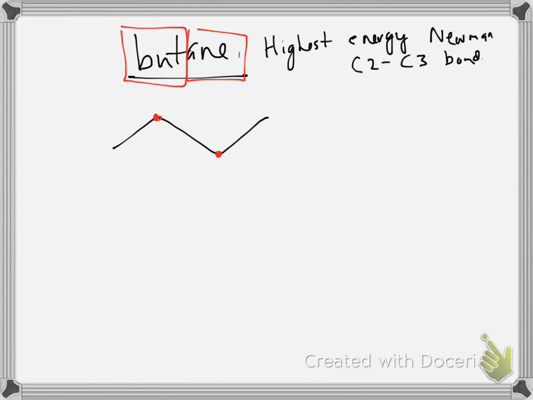Okay. The next part of this, depending on how picky your grader would be, which would be me, and that's not very picky. If I said highest energy Newman C2, C3, that means C2 would be my front carbon. So we'd have to be very particular with how we drew that out. Since I don't really care, as long as you're looking down that bond, I'm happy with it. In this case it's symmetrical, yes, but not all cases. So what we now need to do is try and convert this into a Newman projection.